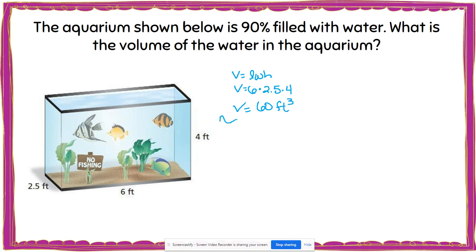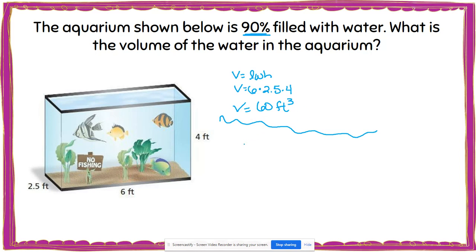Now, I know that this is not all the way filled. So if it were 100% filled, I know that this would have a volume of 60 cubic feet. However, I know that the water only comes up to 90% of the way full. So to figure out the volume of the water, I need to figure out what is 90% of 60 feet.